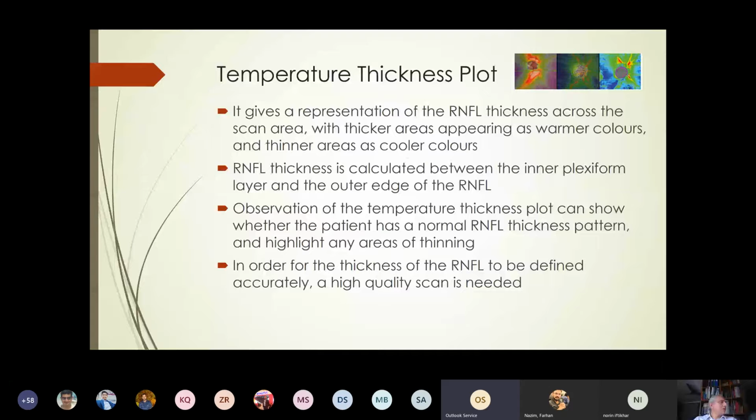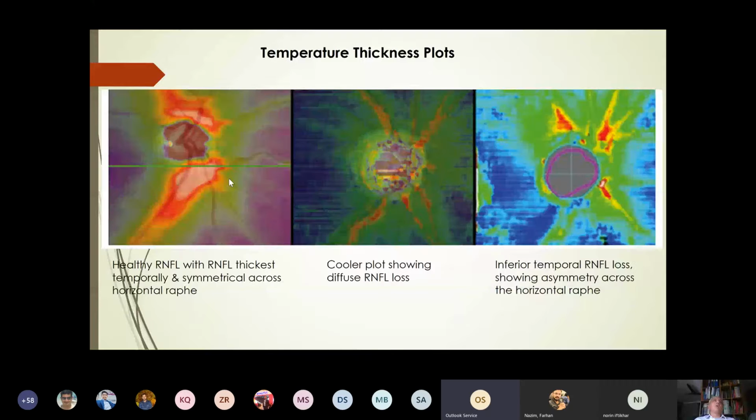I'll show you in the next picture. A high quality scan is usually seen. Now, if you quickly look at this scan, what you see is this red area above and below the optic disc. Normally we are tuned that if something is red, we will say that this is thin, and that something is abnormal. But in the temperature scan, we have to understand.